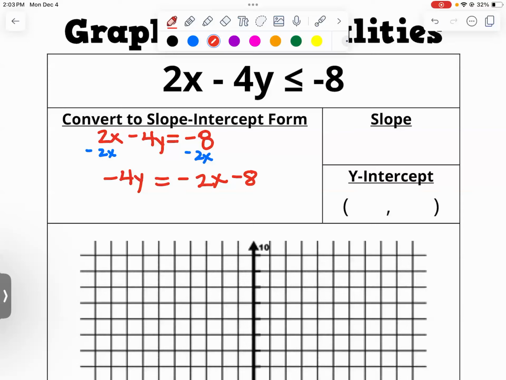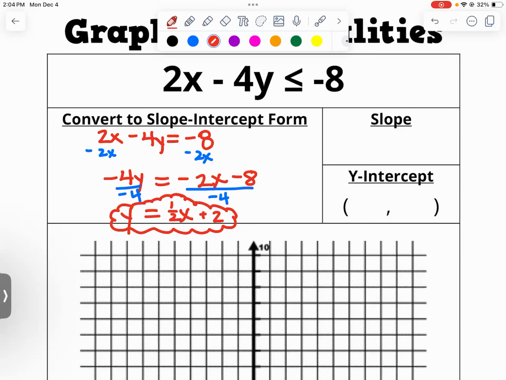Then what do we need to do? Divide by negative 4. So we have y equals negative 1/2 x, try that again. Positive 1/2 x plus 2. Please remember that a negative divided by a negative is a positive.